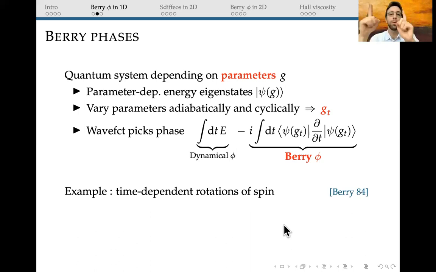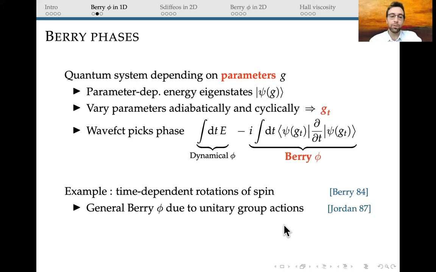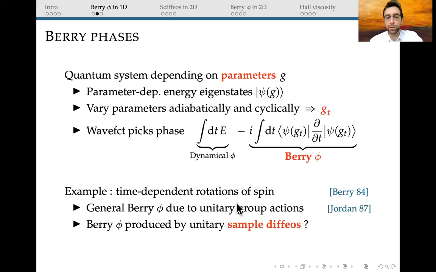Now, it turns out that this particular example, a Berry phase of spin, is only one specific instance of a much more general Berry phase, which exists due to any unitary group action that does not commute with the Hamiltonian. And in fact, what I'm going to talk about today is precisely such unitary group actions, except they're going to be specifically given by certain diffeomorphisms acting on certain samples. So for this section, for now, I'm going to talk about one-dimensional samples.